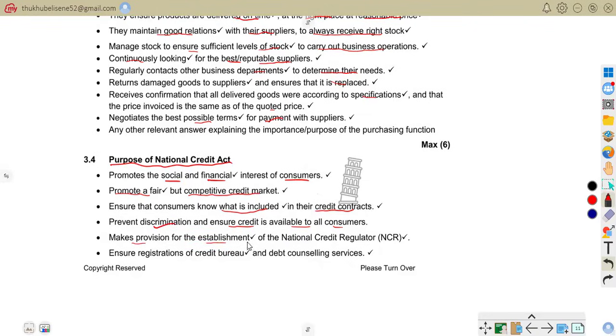It makes provision for the establishment of the National Credit Regulator, NCR, which regulates credit providers. That is that. It ensures registration of credit bureaus and debt counseling services. So that is that.